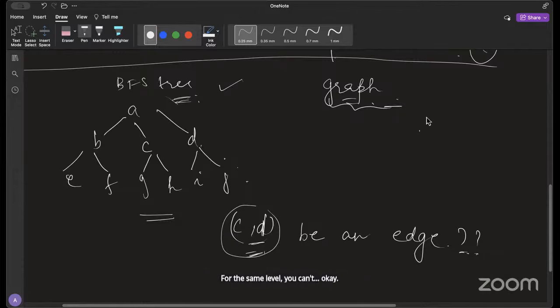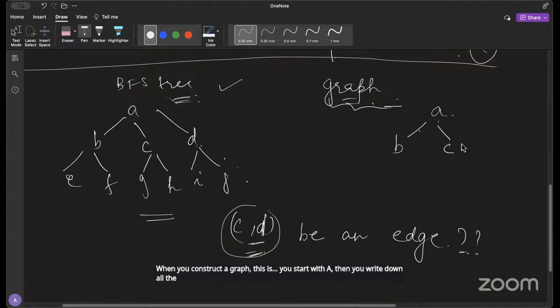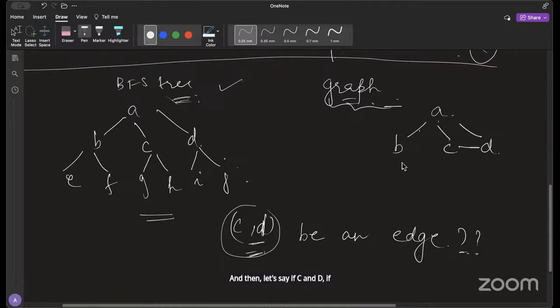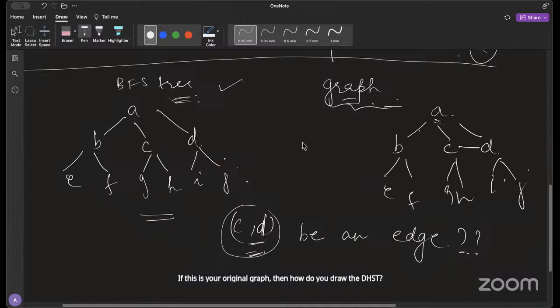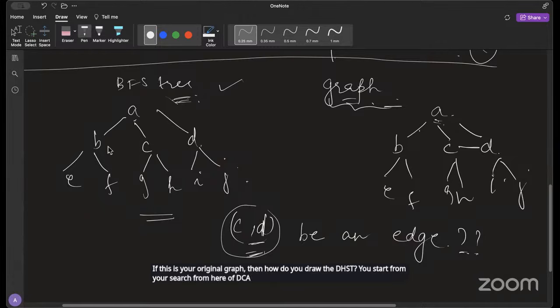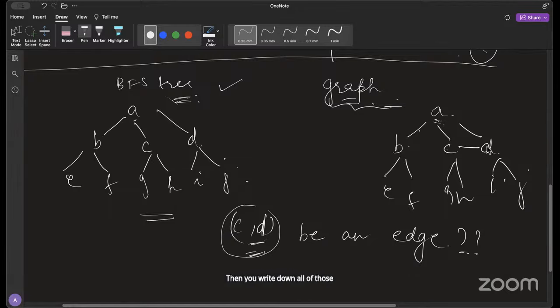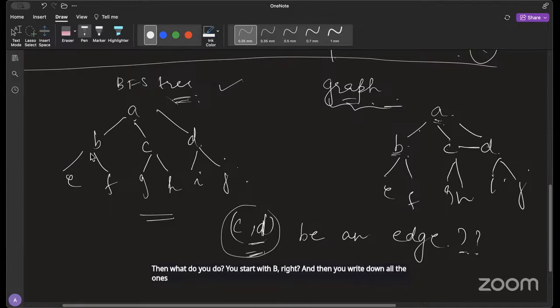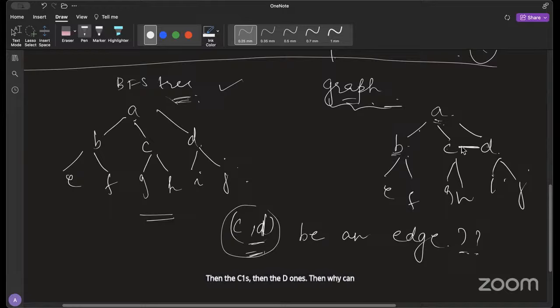Okay. When you construct a graph, you start with A, then you write down all the vertices that are directly connected to it, right? And then let's say C and D, if this is your original graph, then how do you draw the BFS tree? You start the search from A, you write down A, then you write down all those that are directly connected to it. Then you start with B and write down all the ones that have an edge with B. Then the C ones, then the D ones. Then why can't you have an edge here?